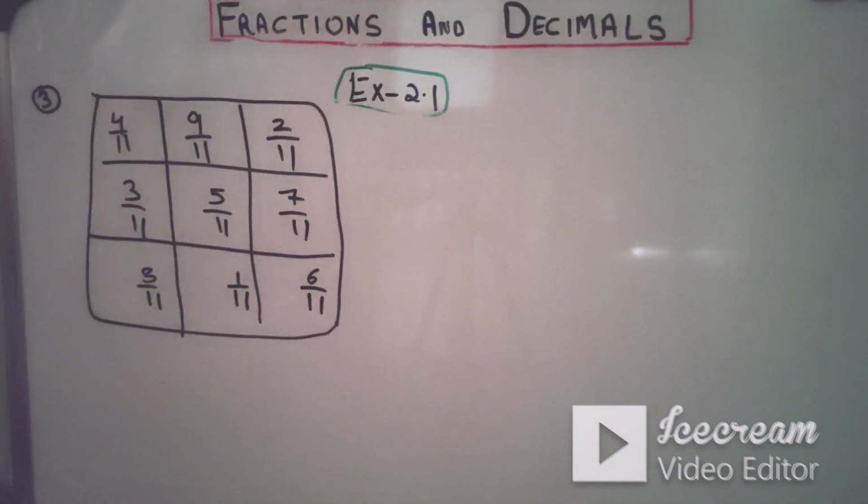Okay, so next question, it was given that this is a square and there are certain numbers in this square, and they are asking whether it is a magic square or not. Okay, and if it is a magic square, what is the condition, what happens in a magic square? In a magic square, each row and each column, even diagonally, the sums are the same. That is, the sum of the numbers is the same.